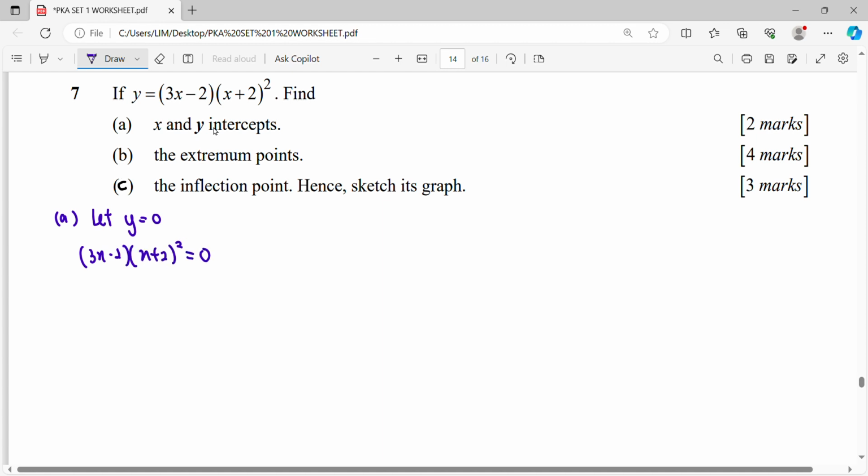So in this kind of case, you can see it is already in factor form. It means x plus 2, x plus 2. So you will have your x as 2 over 3, and x equals negative 2. So your x-intercepts are x equals 2 over 3 and negative 2.